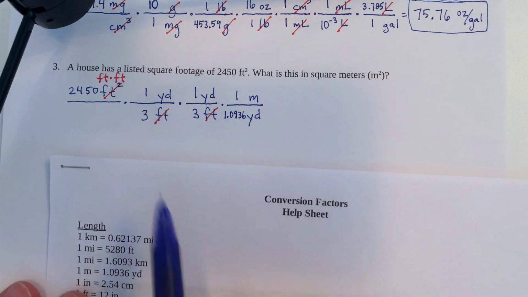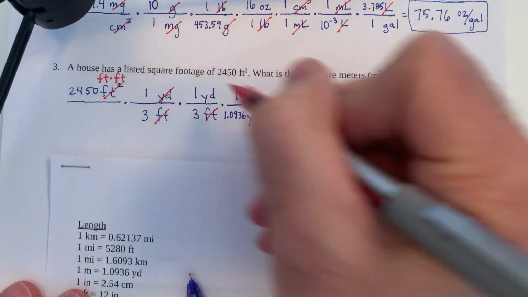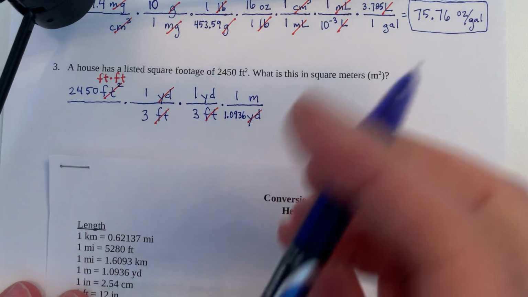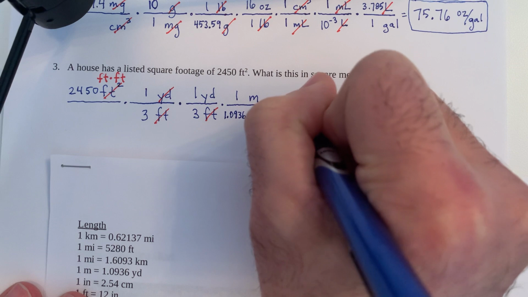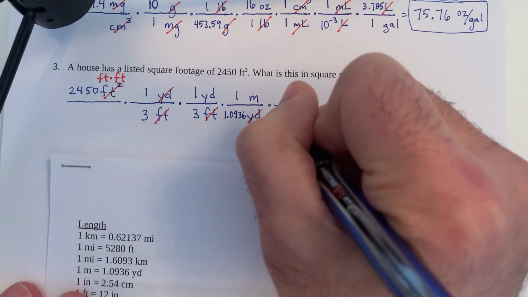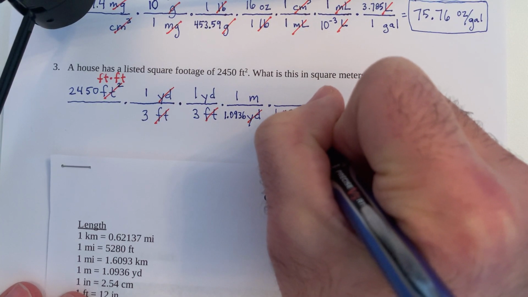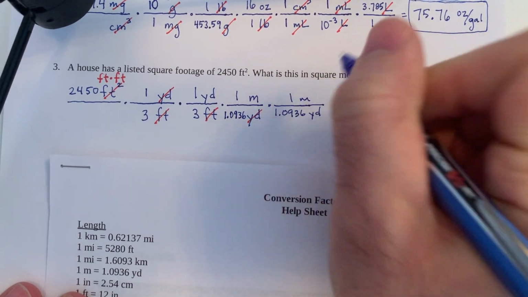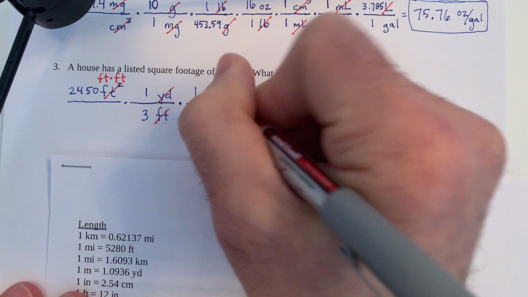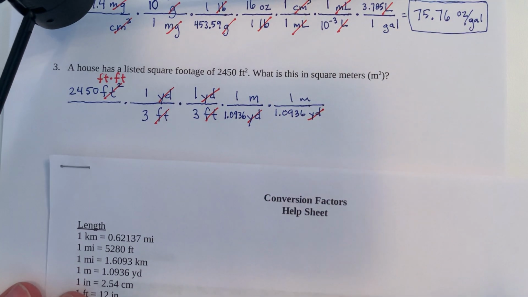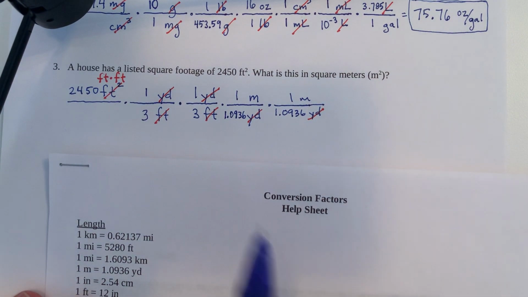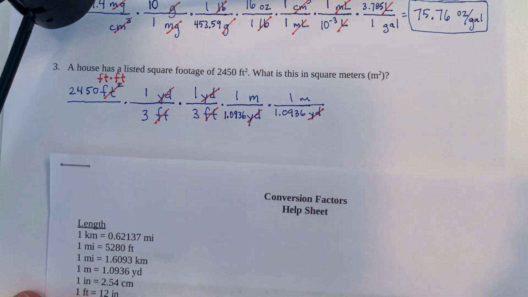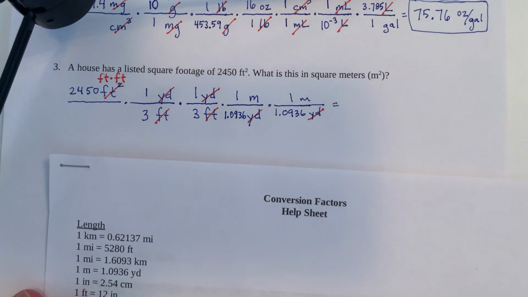Now that cancels one of the yards, but we got another one, so we're going to do it again: 1.0936 yards for 1 meter. Yards cancel. Now, what's our label? Meters times meters, that's meters squared. That's what we want, so we can do the math.